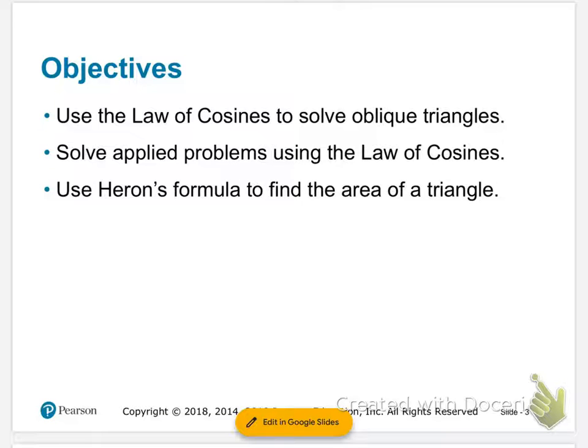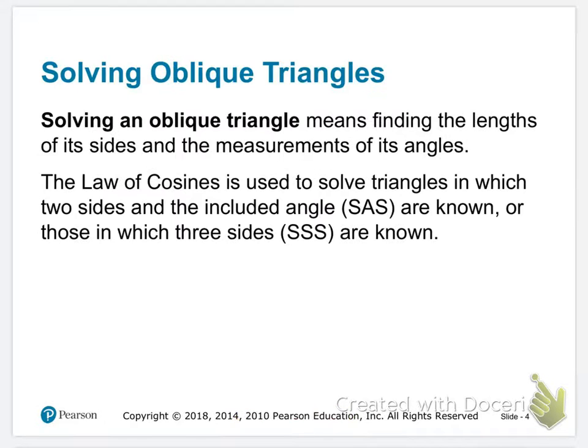Our objectives today are to use the Law of Cosines to solve oblique triangles, to solve applied problems using the Law of Cosines, and to use Heron's formula to find the area of a triangle. Solving an oblique triangle means finding the lengths of its sides and measures of its angles. The Law of Cosines is used to solve triangles in which two sides and the included angle are known, or those in which all three sides are known. The important part is that you have side-angle-side or side-side-side. Those are the two you have to remember that we're using this with.